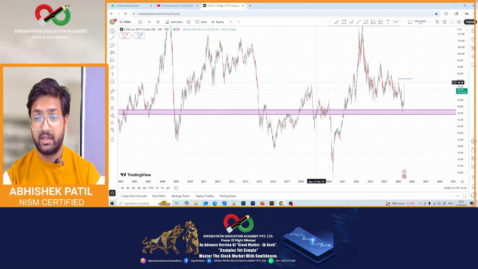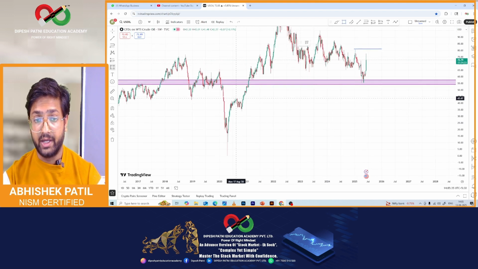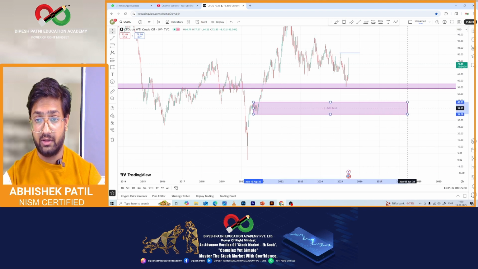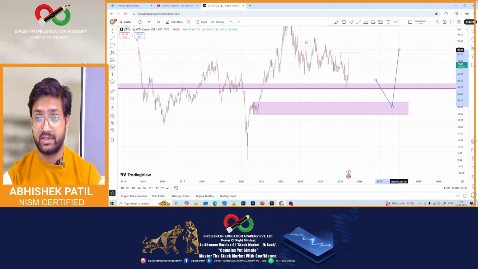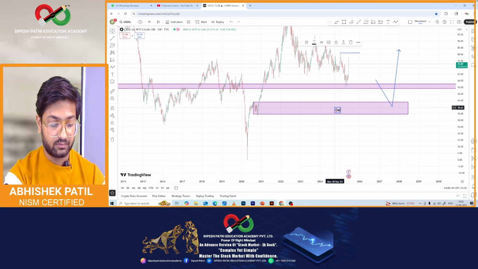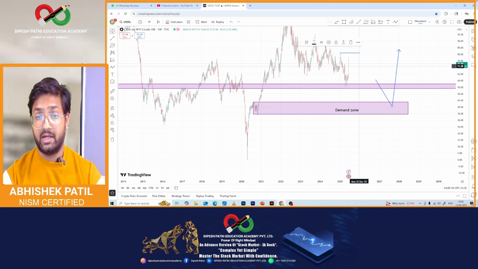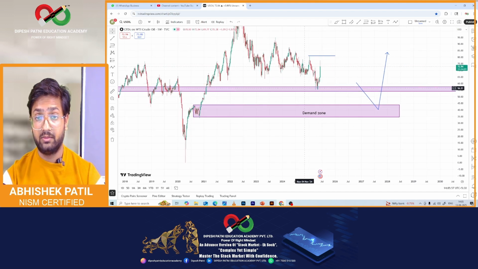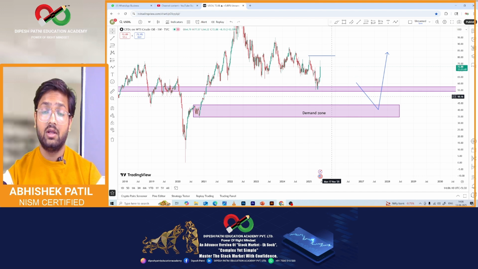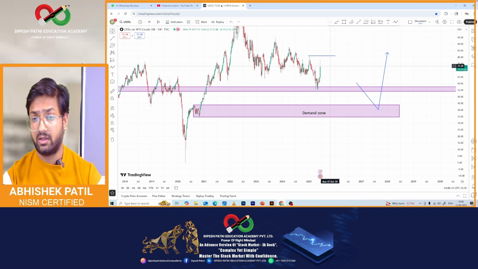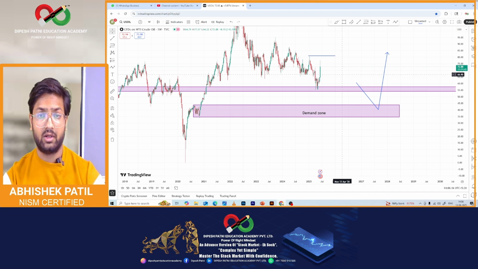And simultaneously, we have a very good buying zone over here. This zone is called a demand zone. Why is this zone called a demand zone? Why are the majority of the people interested in this zone? Because once again, this is the smart money concept of Dipesh Patni Education Academy. Here I am going to teach you how to identify the demand zone, how to identify the supply and demand zone. So everything, the concept of liquidity, inducement, and why liquidity is the biggest target in the market, will be taught under our course.